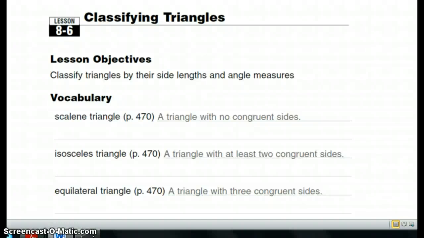7th grade, Chapter 8, Section 6, Classifying Triangles. Our objective today is to classify triangles by their side lengths and their angle measures.